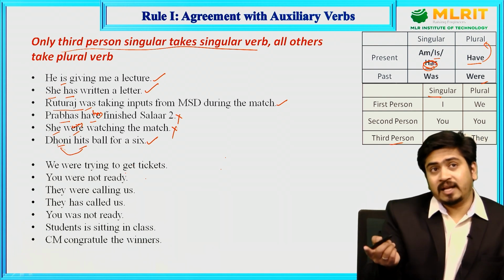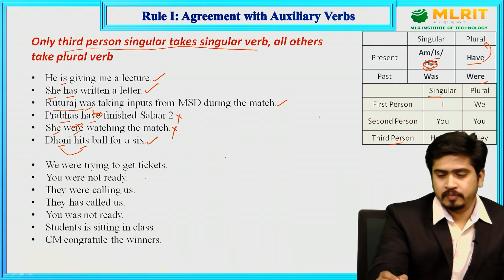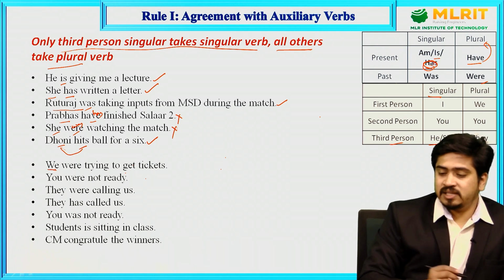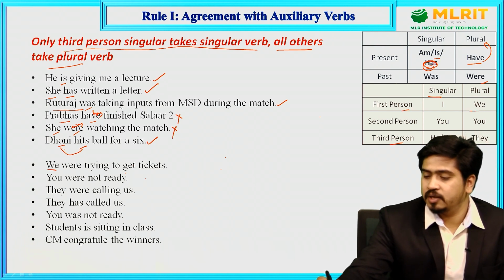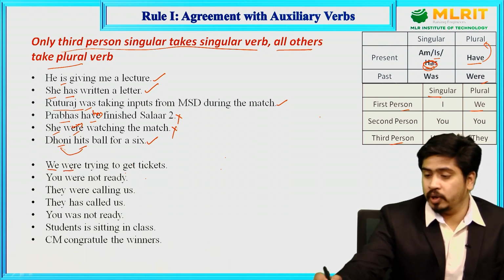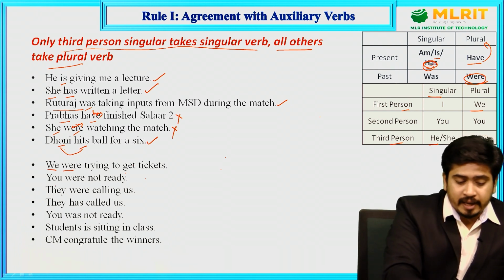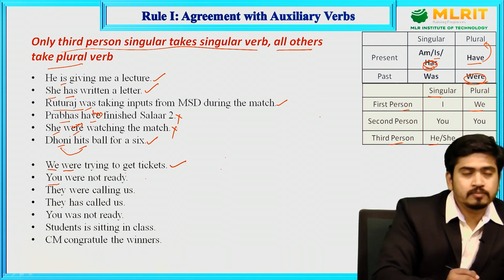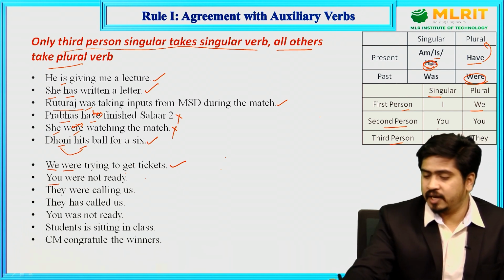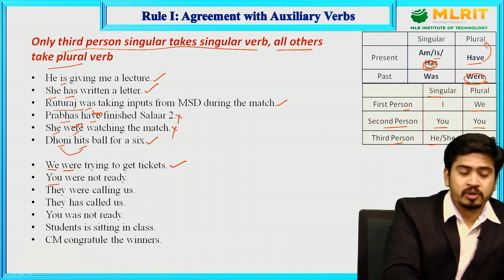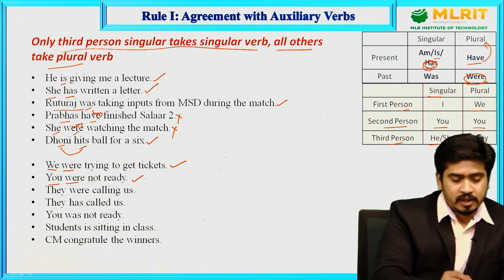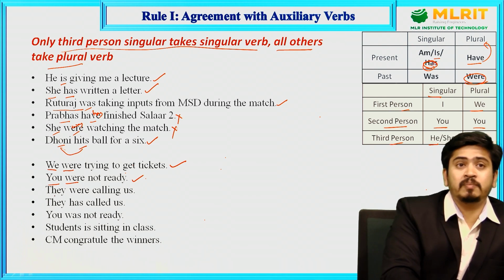Now what should others take? They should take plural verb. All others should take plural verb. Examples for that. Now see, we is first person plural. It should take plural verb. We were. Were is plural. It's correct. Next one, you is second person singular as well as plural. See here, second person singular, plural. Now you should take plural verb. You were. Were is plural verb. That is also correct.